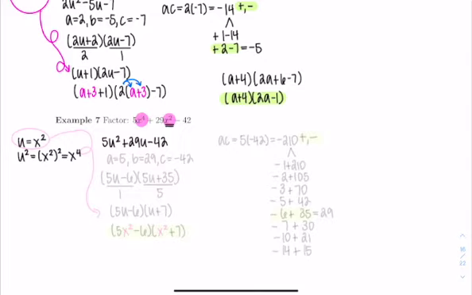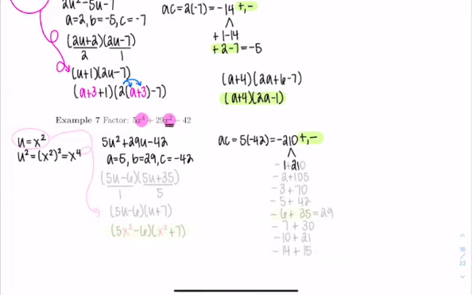We want to see if there's a GCF. There isn't because 29 is prime. So we know that A is 5, B is 29, and C is negative 42. So A times C is 5 times negative 42, which is negative 210. Because it's negative, that means we have to have one positive and one negative number. And we need to find all the factors of 210.